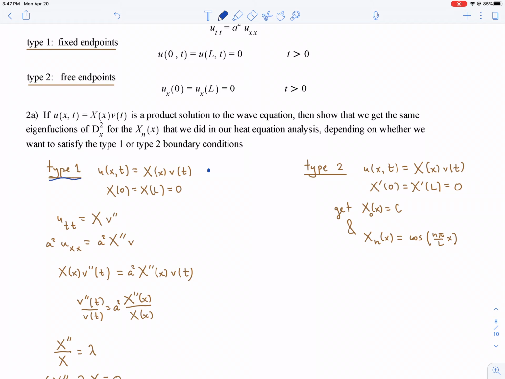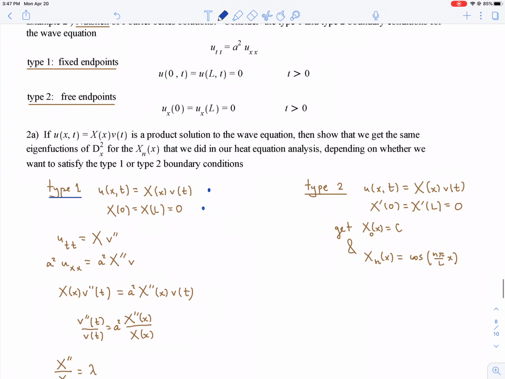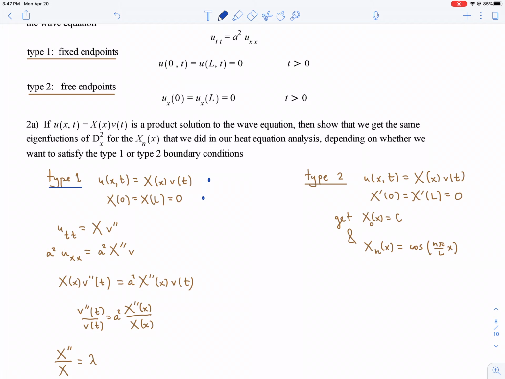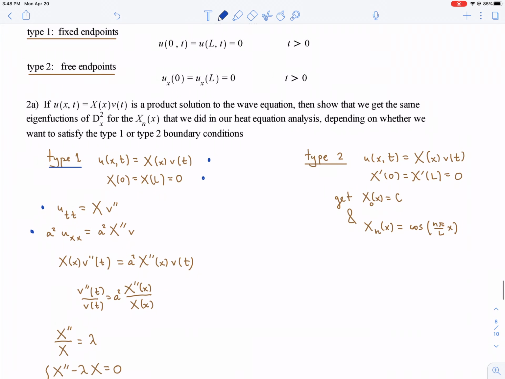In type 1, where we want u to be 0 when x is 0 and L, we need the capital X to satisfy capital X of 0 and capital X of L are 0. And then we want to see when we can get solutions to the wave equation. So we need to compute u sub tt, which is the left side of the PDE. That will just be capital X of x times v double prime of t. We need to compute a squared u sub xx, which is the right side of the wave equation, and that'll just be a squared times capital X double prime at x times v. And those two things have to be equal to solve the wave equation.